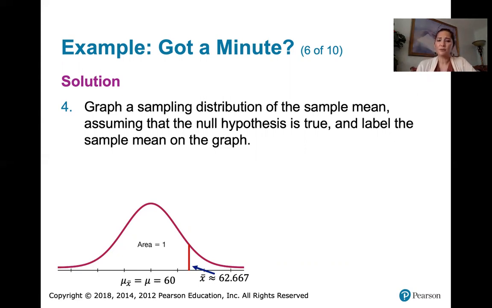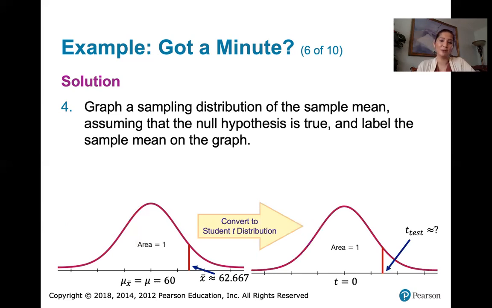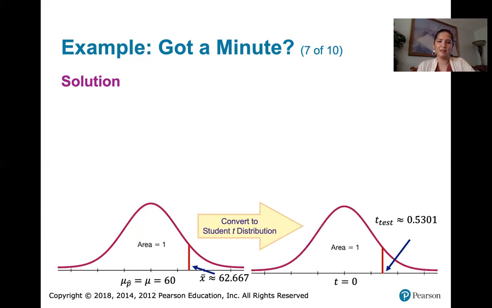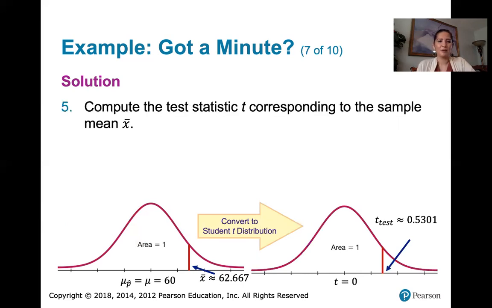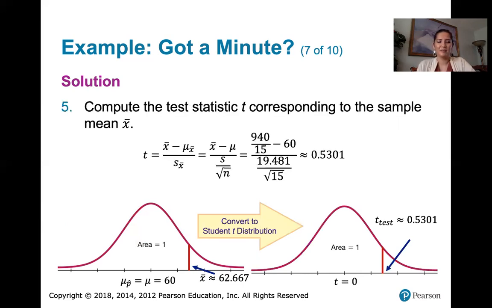In order to figure that out, we're going to compute a test statistic T, not from the standard normal distribution, but from the student T distribution with the appropriate number of degrees of freedom. So the question is, what is the test statistic that goes with that X bar? In order to find it, we're going to use this formula. So we take X bar, that's our random variable, and we subtract the mean of the X bars, and then we divide by this expression here, which is the sample standard deviation divided by the square root of the sample size. That gives us the test statistic T.